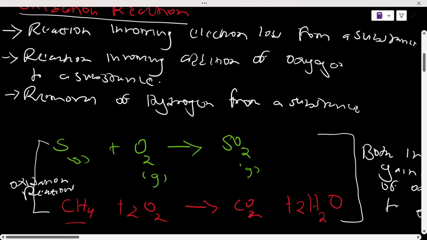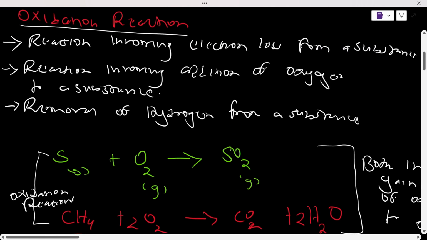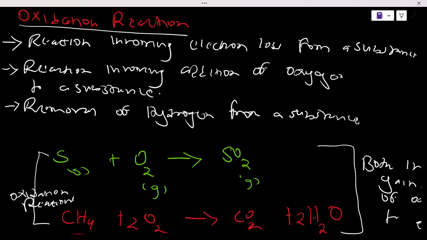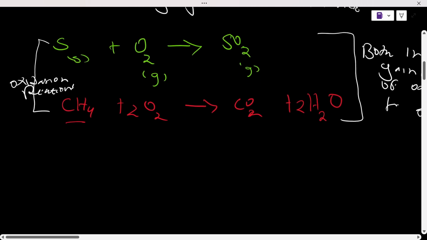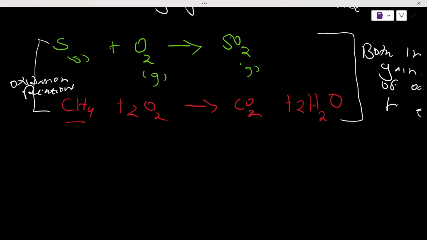Now, if that is the explanation of oxidation reaction in reference to oxygen gain or addition of oxygen, how can we explain oxidation reaction involving electron loss? How can I explain that when I want to involve electron loss? And here I'm going to start with the reaction between hydrogen and fluorine.